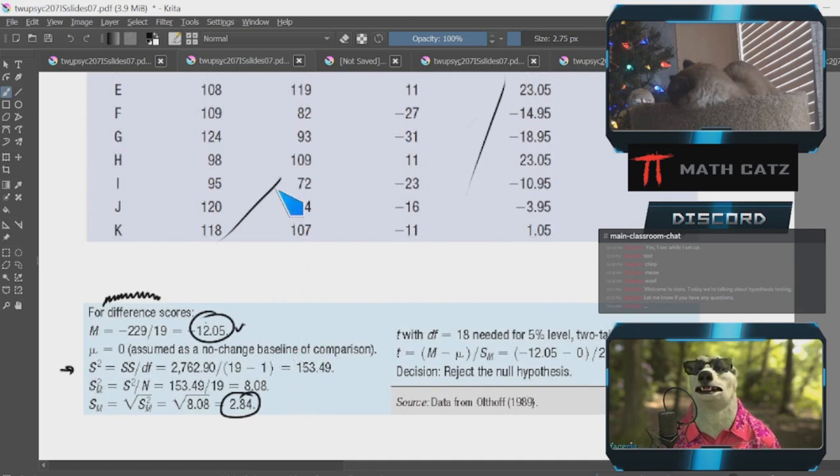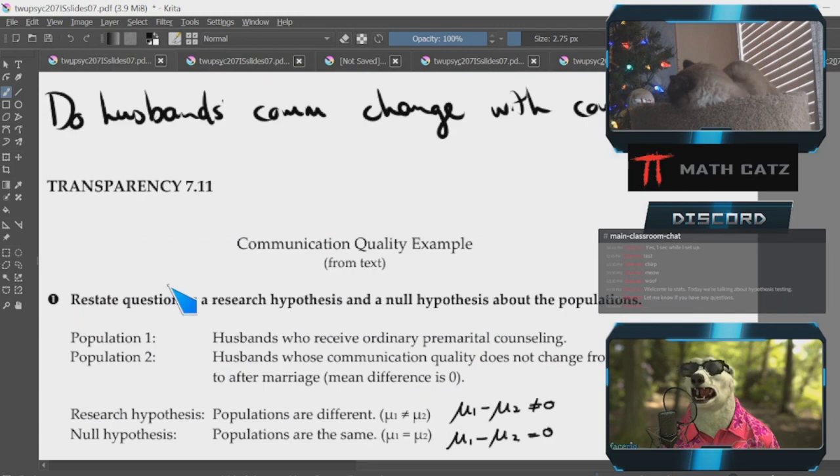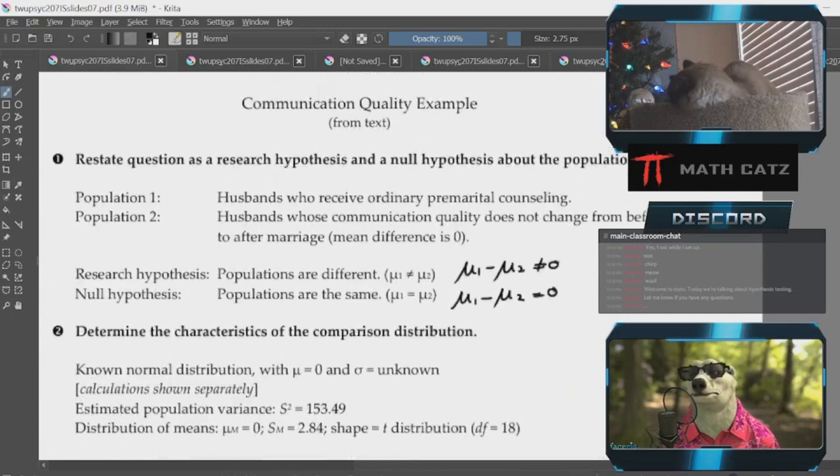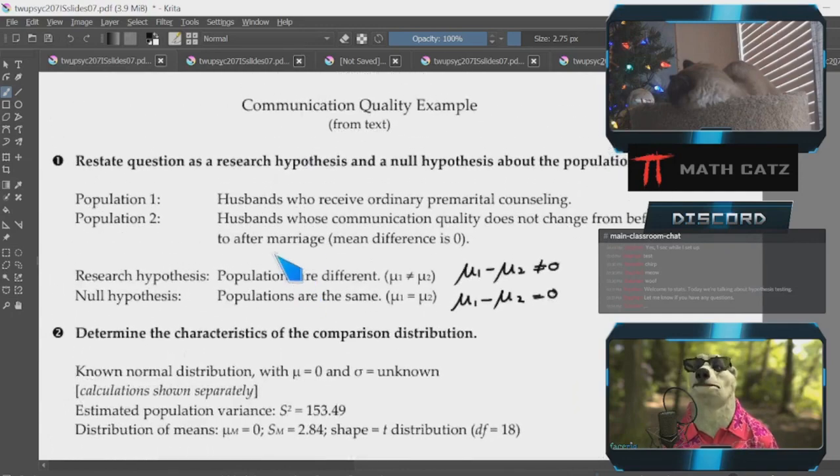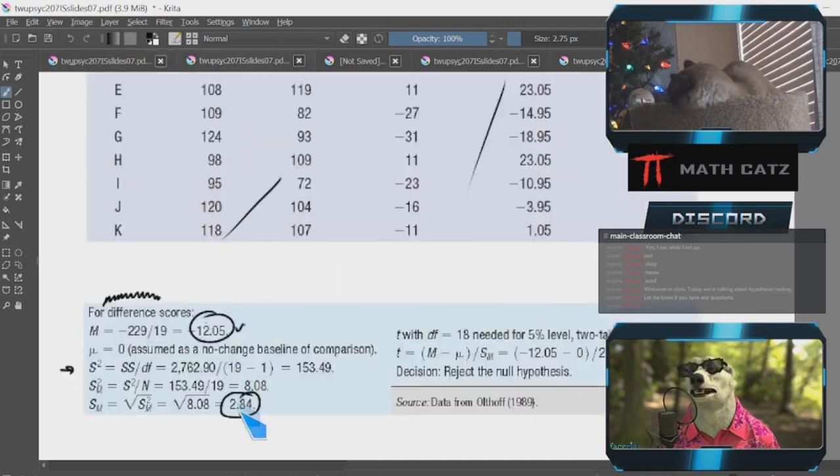So let us go back to the first page. So now our comparison distribution is from population 2, but thinking about differences will be when there's no change, which means the mean difference is 0. Sigma was unknown, so we used our sample to estimate it, and we get our 2.84, like we just showed here.